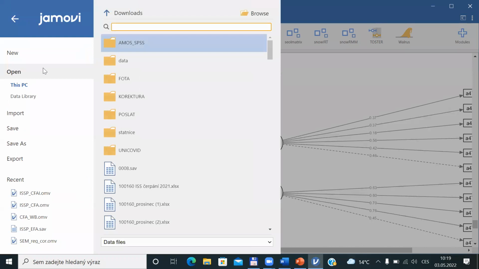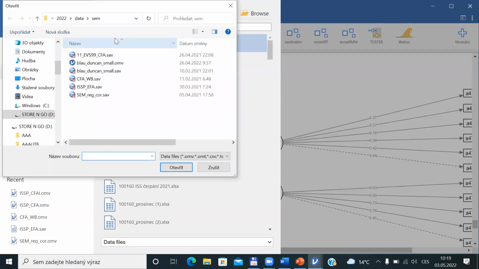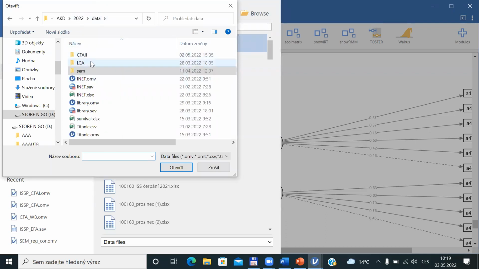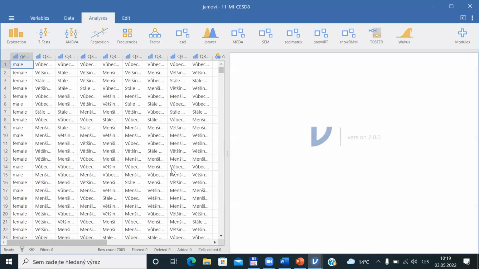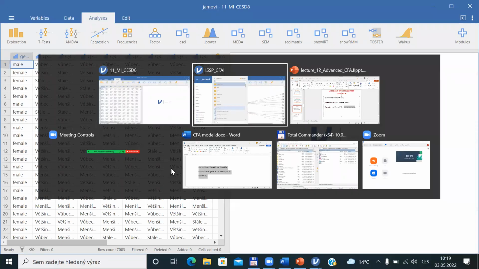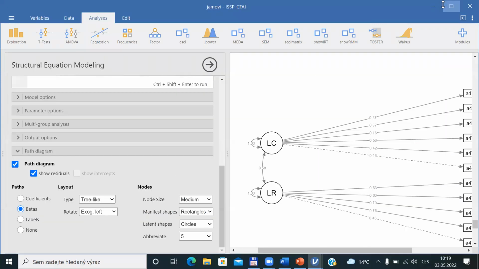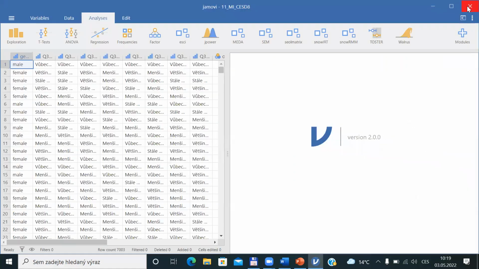I would go into open and find my data file. So once again, the data are called 11MI CESD8 SAV. I will only close the previous file for SSP CFA. And here we have the data.